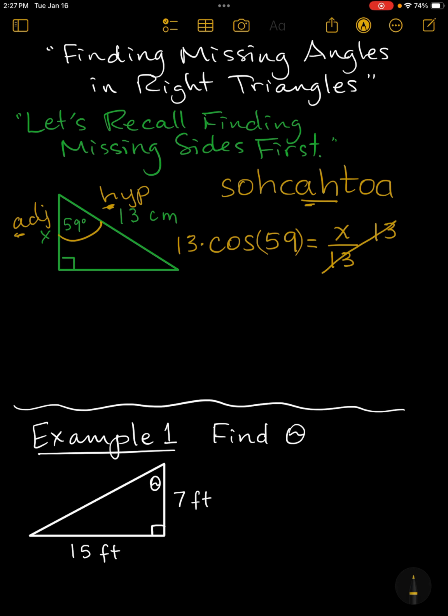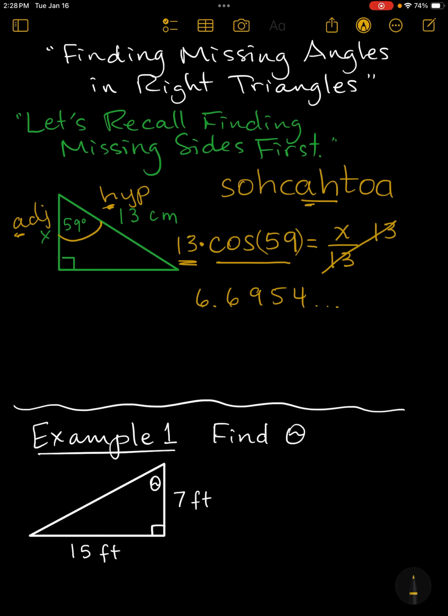So everybody grab a scientific calculator and make sure that you know how to punch this in for yourself. Put 13 multiplication cosine of 59. If you do that properly, you should get 6.6954 and some more digits.